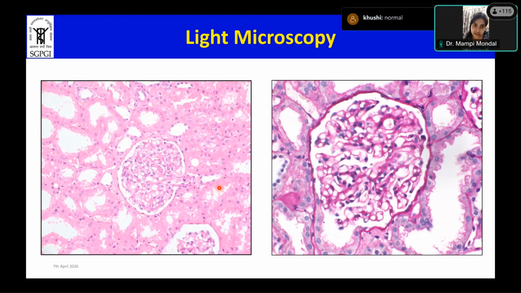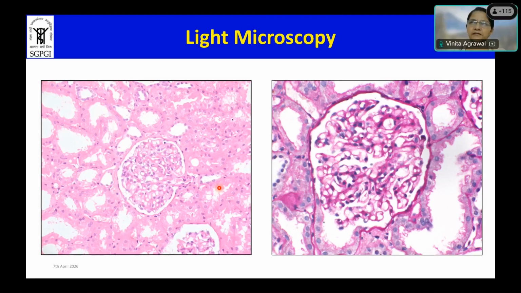Both are showing mesangial hypercellularity. What is the definition of mesangial hypercellularity? I told you, more than 3 cells. So let us look at the mesangium in the PAS.